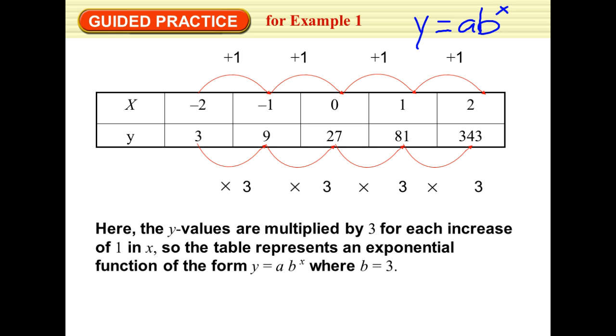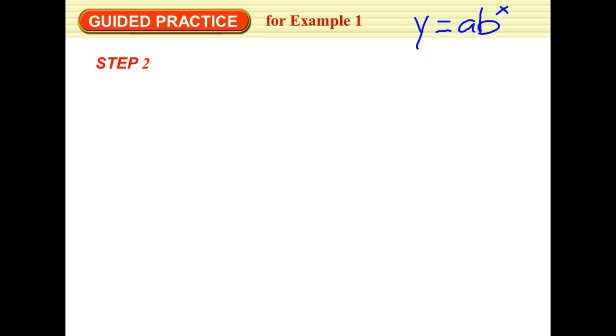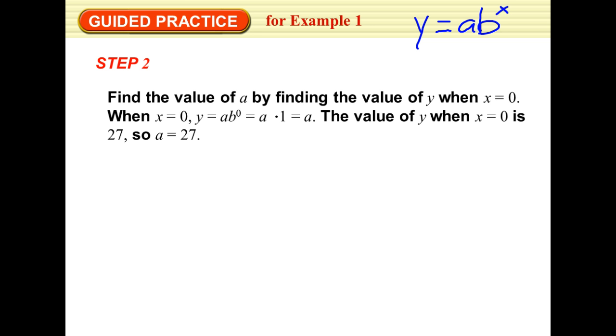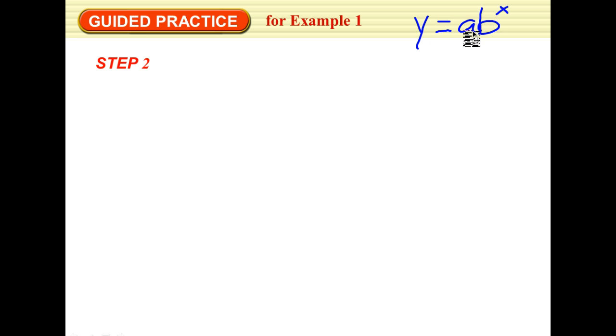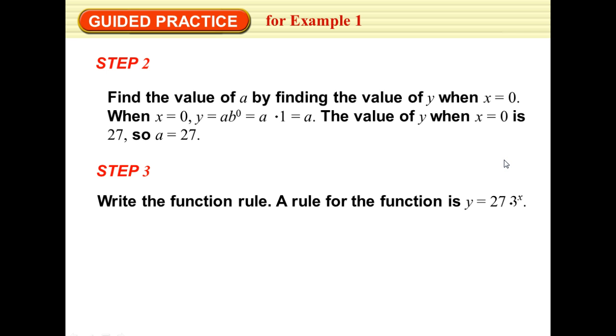All right, so hopefully you came up with a is equal to 27, since if we go back here, the 0 value, when x is 0, meaning this whole thing goes to 1, y is equal to 27. So that means a has to be 27. Okay, so hopefully you end up with 27 times 3 to the x power. That's kind of hard to read there. So you should have y is equal to 27 times 3 raised to the x power.